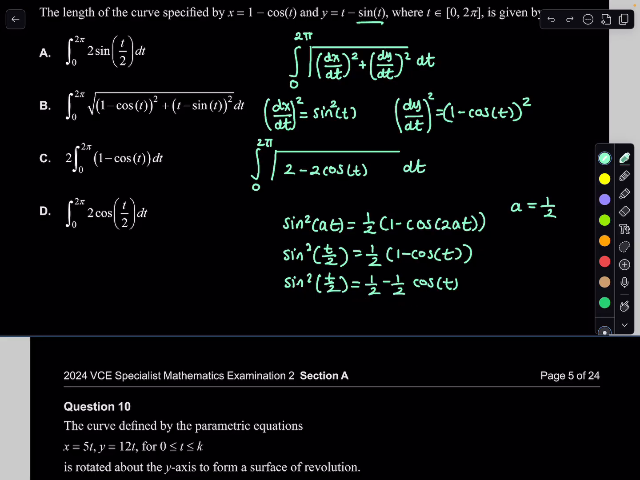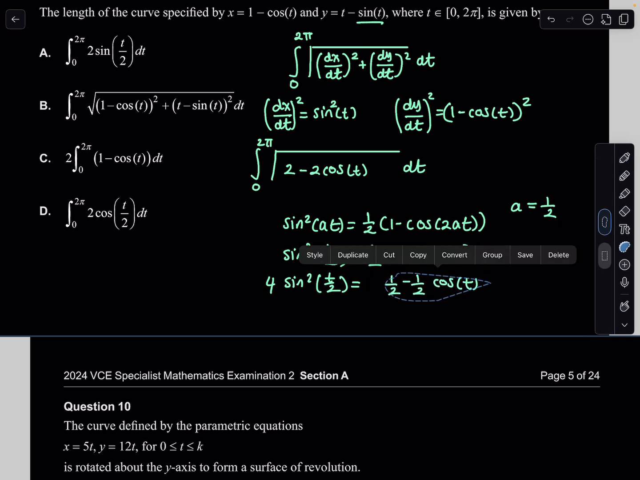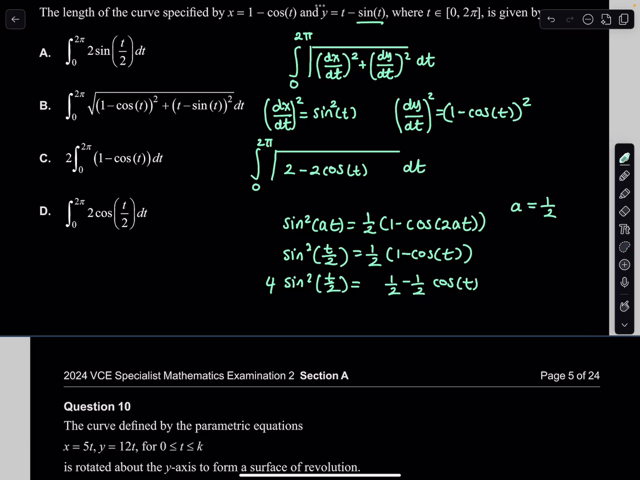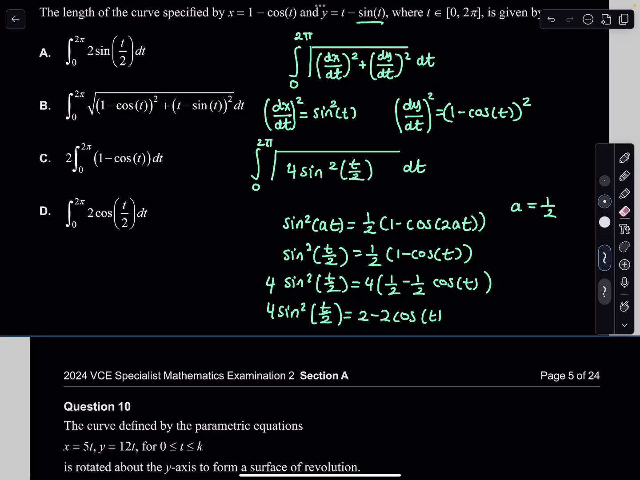And all we have to do is multiply 4 on both sides. And now if we multiply 4 on both sides, think about that. What's that? Look at that. So it will become 4 sine squared t over 2. That'll be 2 minus 2 cosine t. Aha, jackpot. That's the same as here. So we can replace this over here with 4 sine squared t over 2, and you're left with this expression over here.